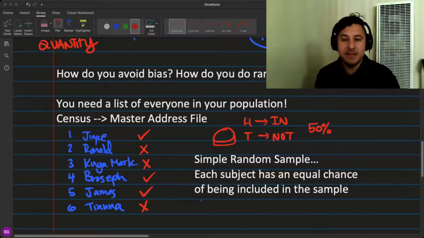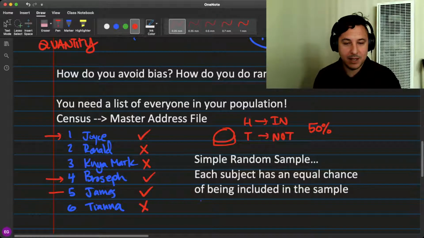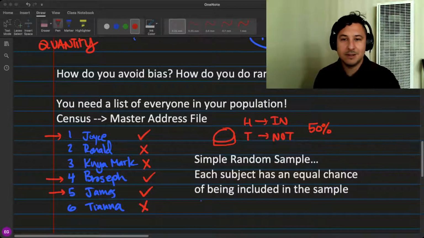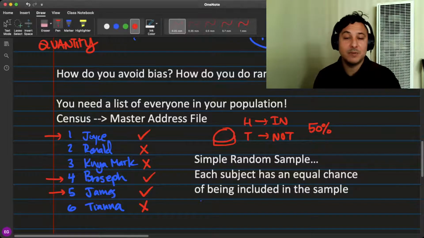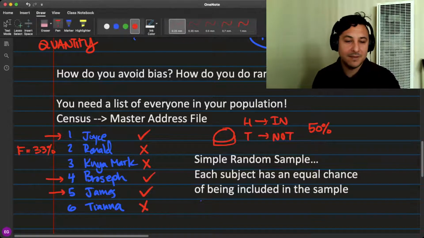Okay, so what are the names of the people that I've included in here? In my sample, I have Joyce, Broseph, and James. So thinking about America, what percentage of people are females and what percentage are males, approximately? Right, now looking at this, what percentage of females do I have? 30. Yeah, 33%, because you get the 1/3. And you have 66% males.